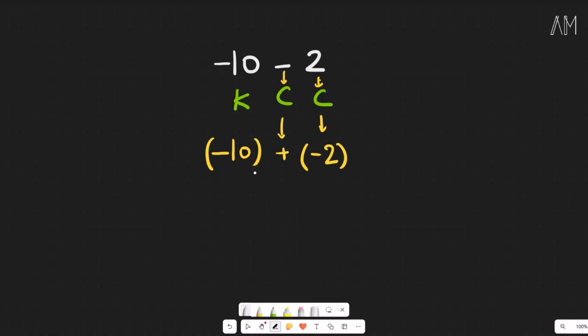In addition, here I have the signs the same, so I will add them. I will get 12, and the sign of the greater number will be assigned till the end, and the final answer is negative 12. Let's take another example.